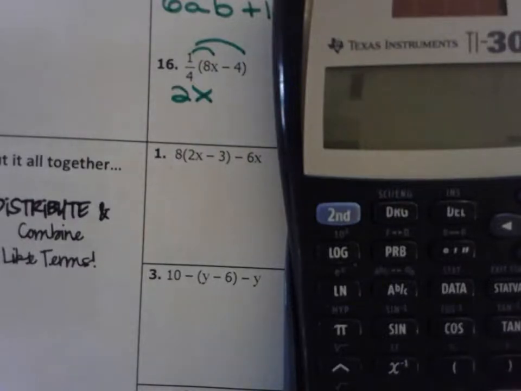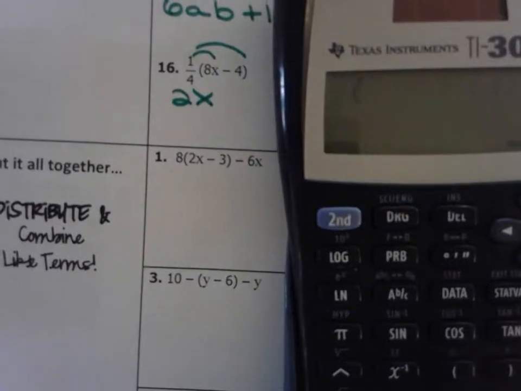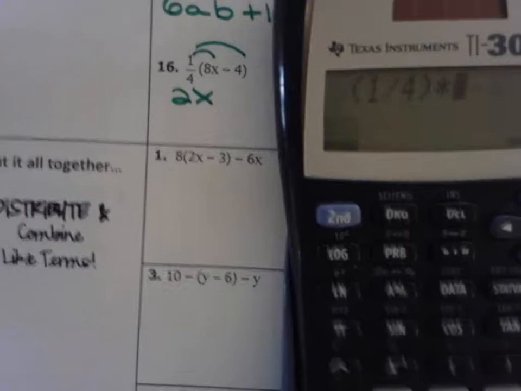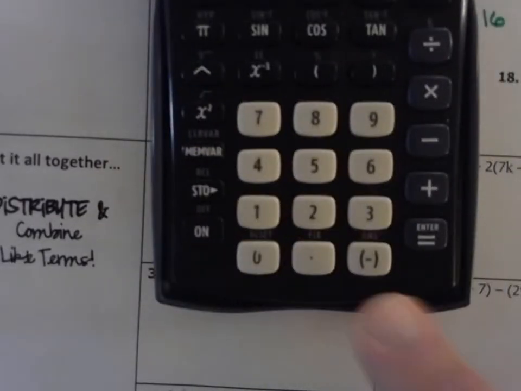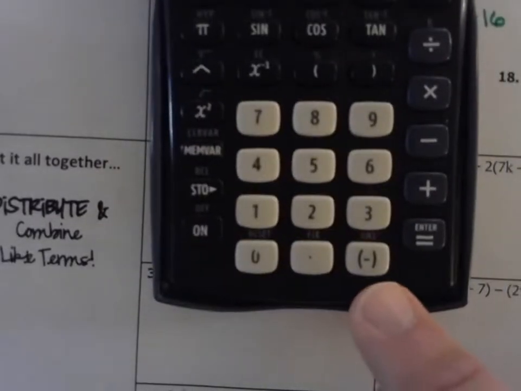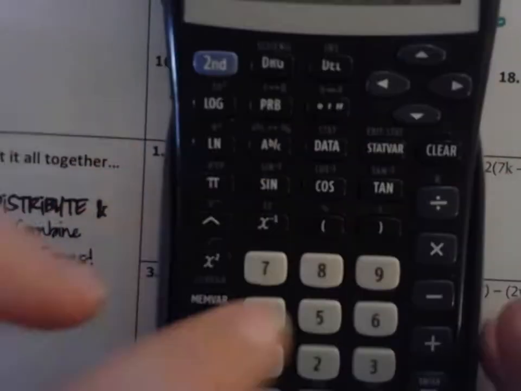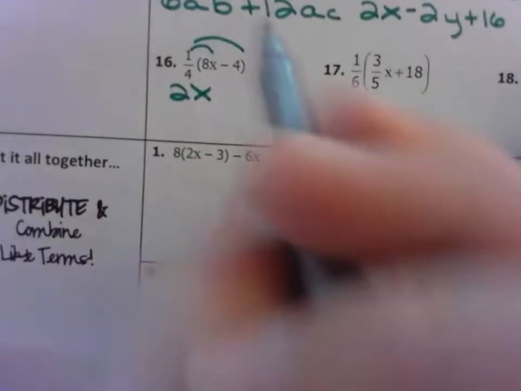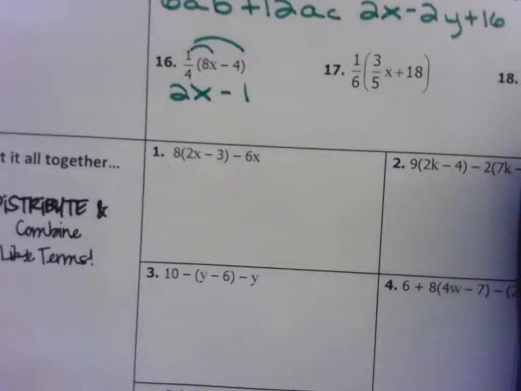Now I have to take 1/4, so parenthesis 1 divided by 4, times negative 4. When you do the negative, you have to use the symbol down here, the negative in parentheses, otherwise it's subtraction. So make sure your calculator screen looks like this. 1/4 times negative 4, which is negative 1. So minus 1, and that's your answer.